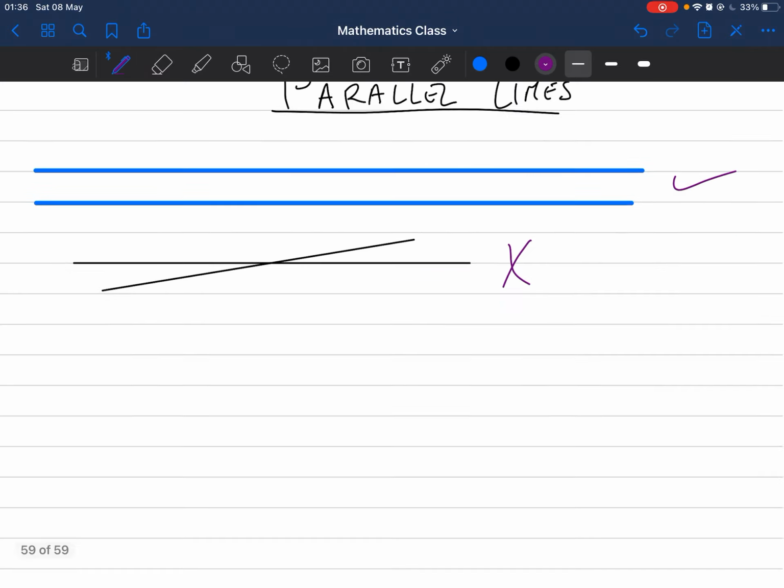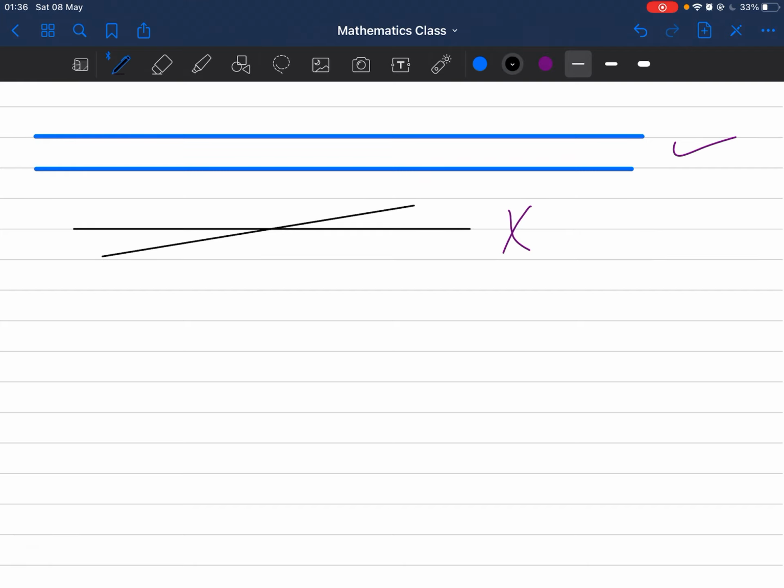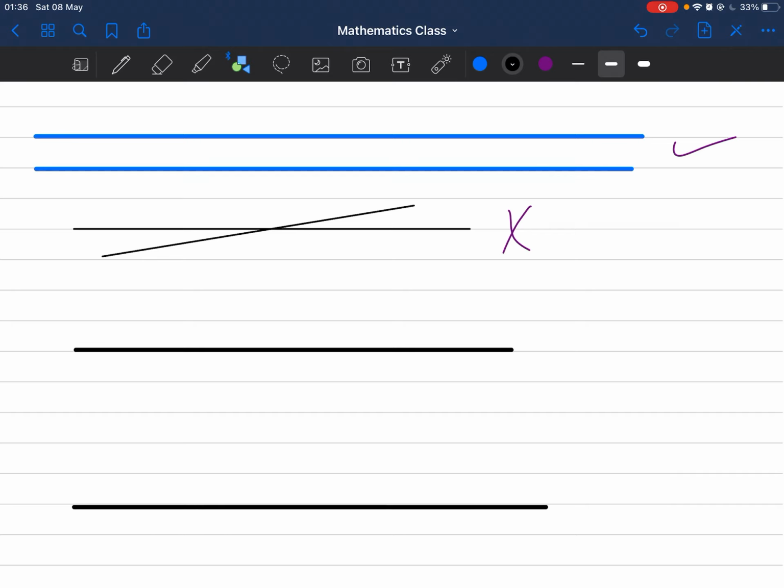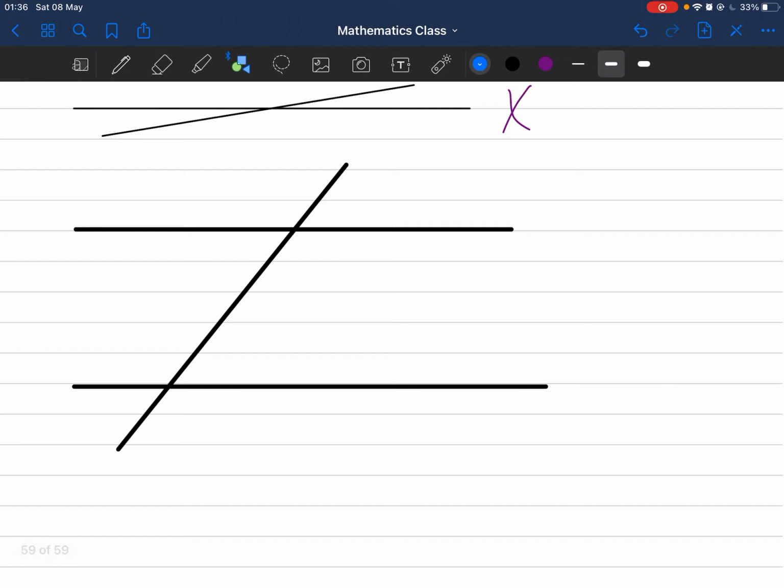So those are parallel lines. You're going to study parallel lines today and see how that correlates to angles. So let's try and do that. Let's say you have two parallel lines. Let's make them very big. And between these two lines, you have one line like this. Okay, and so what do we know about this?